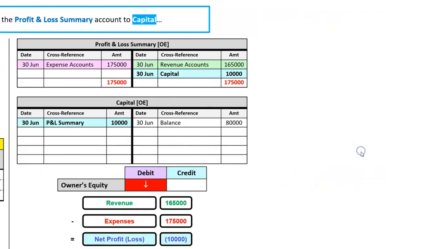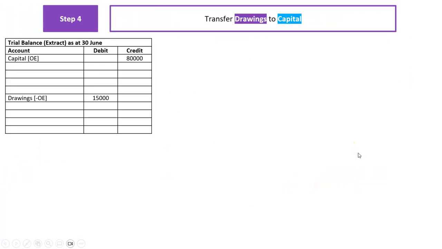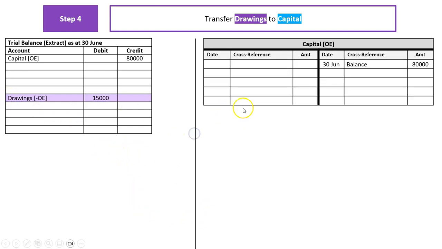a debit. Step 4. Transfer drawings to capital. So we can see we've got drawings of $15,000. Well, what that means is, we looked at this in the previous video, drawings are actually period specific, just like revenues and expenses. They are not an expense, but we still close them anyway, and we said there's 2 reasons. So we can calculate our capital this period, but also reset drawings back to 0 so we can calculate drawings for next period. So go and watch the previous video for the theory as to why we're doing this.